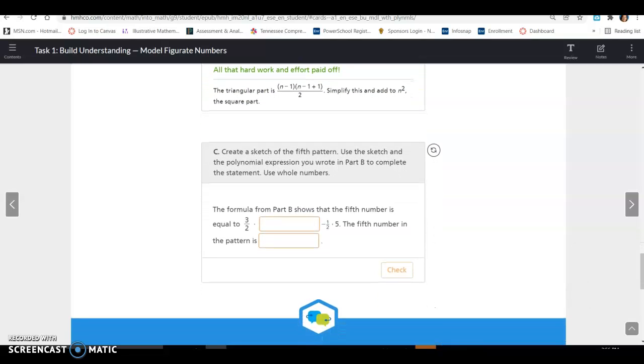All right, so it says create a sketch of the fifth pattern. Use the sketch and the polynomial expression you wrote in part B to complete the statement, use whole numbers. All right, I'm going to pause the video for a second. I want you to go ahead and sketch that, and then we will complete these final two answers.